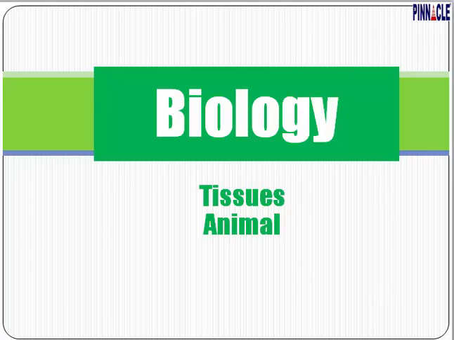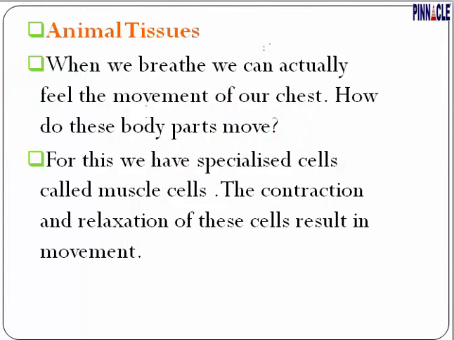Now in animal tissue, we have already learned about tissue. Tissues are basically specialized groups of specialized cells for a particular function. So that was the tissue. As far as animals are concerned, what kind of tissue is present in animals? In this chapter we will do this.